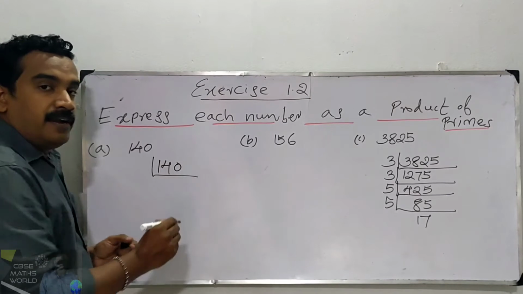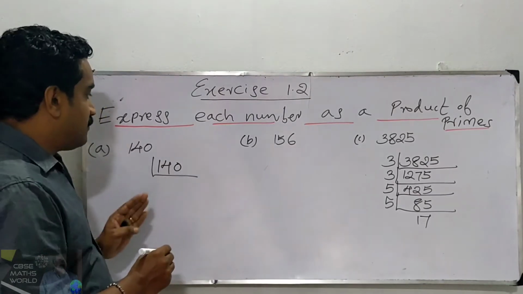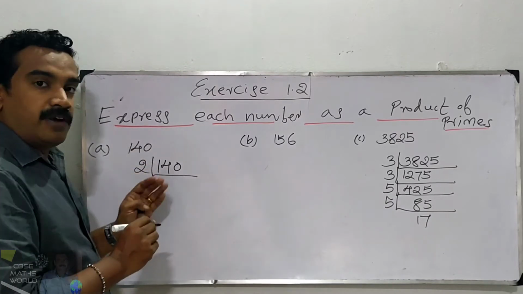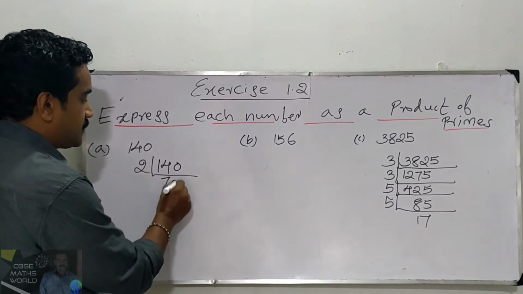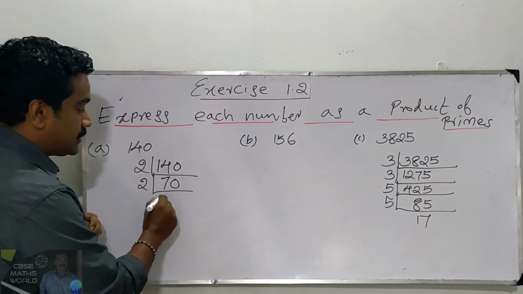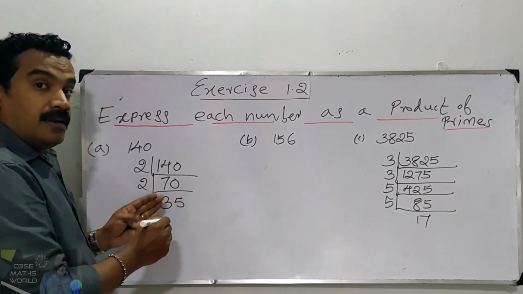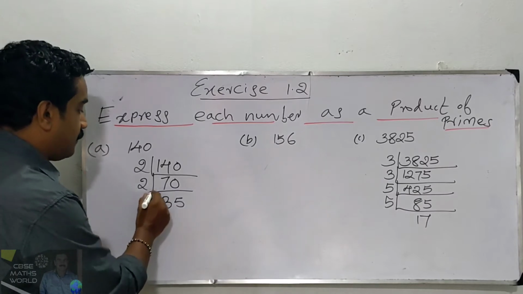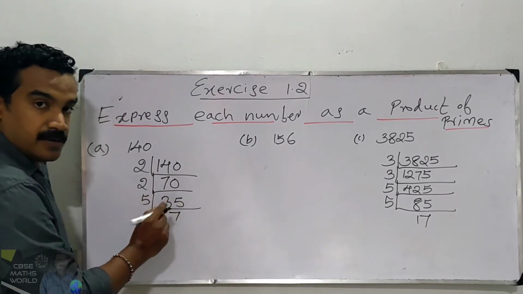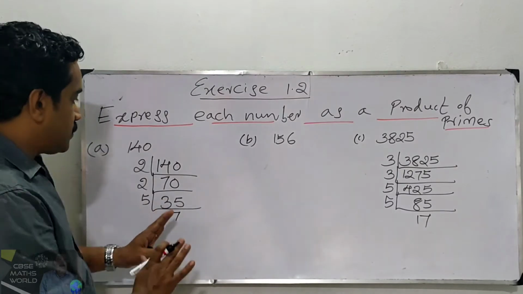140 divided by the least prime number that divides 140. That is, we can divide with 2. 2 in 140 how many times? 70 times. Then again we can divide 70 with 2, that is 35. Then we can divide 35 with which number? We can divide 35 with 5. So 35 divided by 5 is 7. So 7 divided by 7 is 1. So we can stop here.